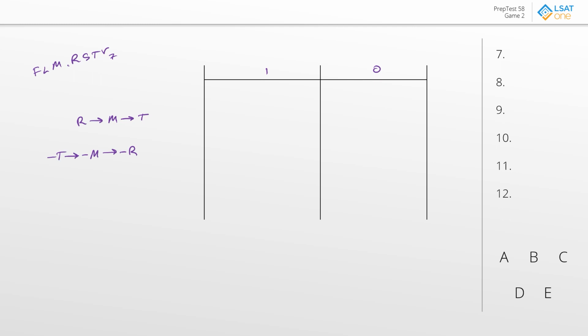Next, we've got, if there's no S, then we must have a V. Now that doesn't interconnect with what we have on the board right now. So you know what? Let's skip this rule for just a second and come back to it momentarily.